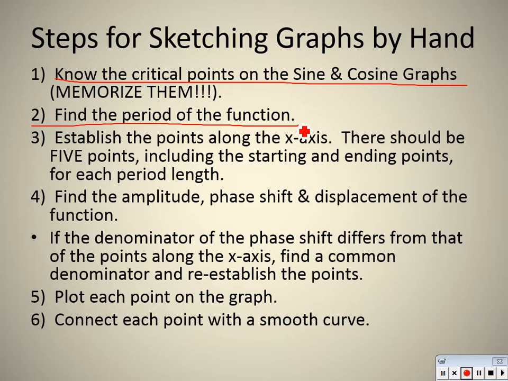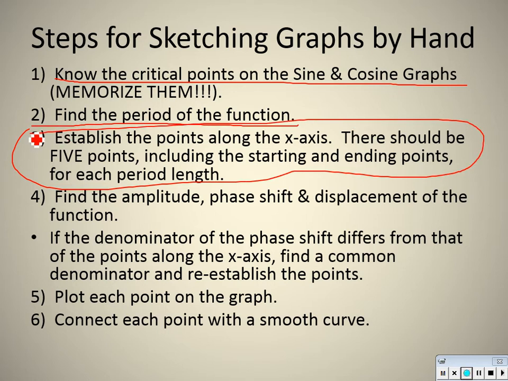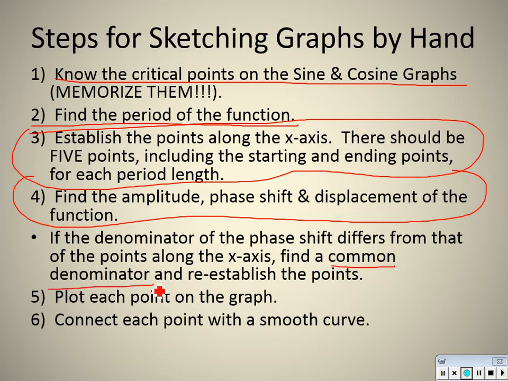Then you want to establish what your points are along the x and y axis, and that's some of the different things that we've done mathematically with the table of values. Then make sure you know what the value of the amplitude is, what the phase shift is, what the displacement is. If you have to do some shifting that differs from your denominator along your x-axis, make sure you get your common denominators in there, and that's something you can do in your calculator in a real quick and easy way to reestablish what your points are. Then you plot the points and connect them with a smooth curve.